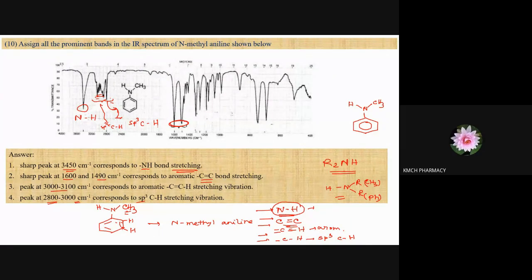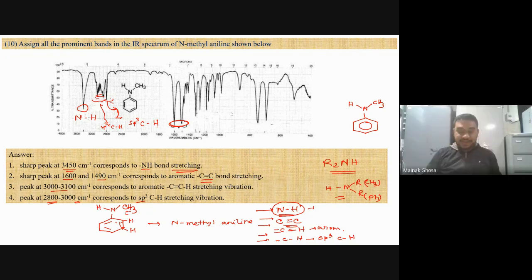Right. Okay. And the last one, I'm still not clear about the variable multiple stretching bands for the carbon-carbon double bond of the aromatic system. What is the reason, sir? Okay. First of all, the thing that I have told, the same thing.